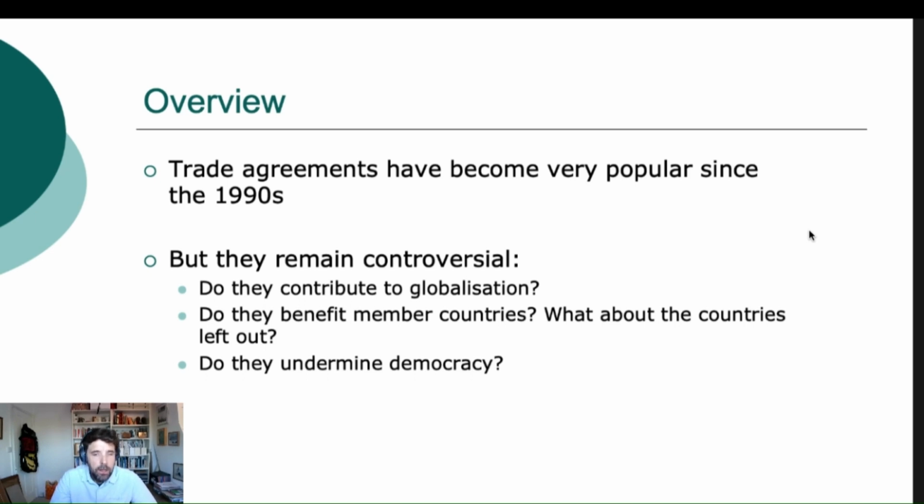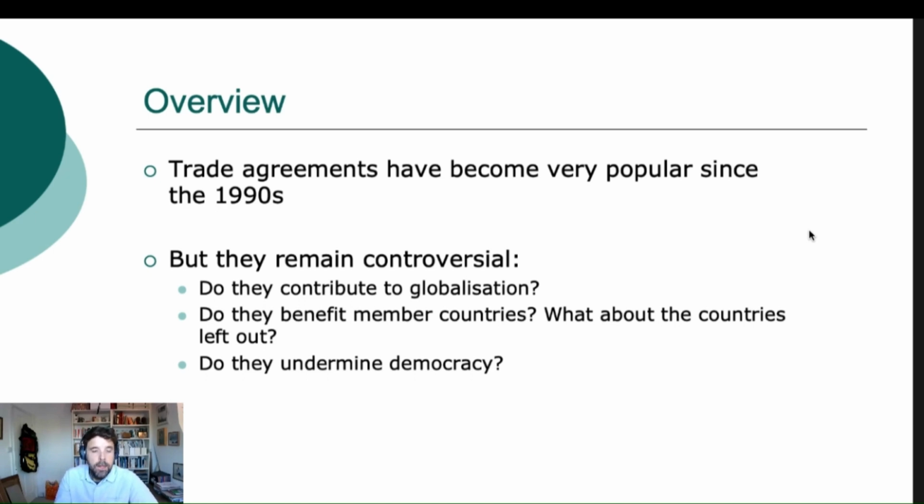And then we're also going to look at some of the implications for politics. It's not just about economics and business. We'll see that trade agreements also have quite big implications for democracy and how we make decisions about the laws and regulations that govern our lives. So really big topic, really interesting topic. I'm looking forward to discussing and debating some of these questions with you.